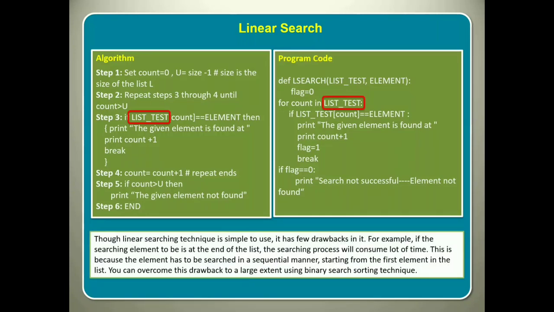Though the linear searching technique is simple to use, you can see a few drawbacks in it. For example, if the element to be searched is at the end of the list, the searching process will consume a lot of time. This is because the element has to be searched in a sequential manner, starting from the first element in the list. You can overcome this drawback to a large extent using the binary search technique.